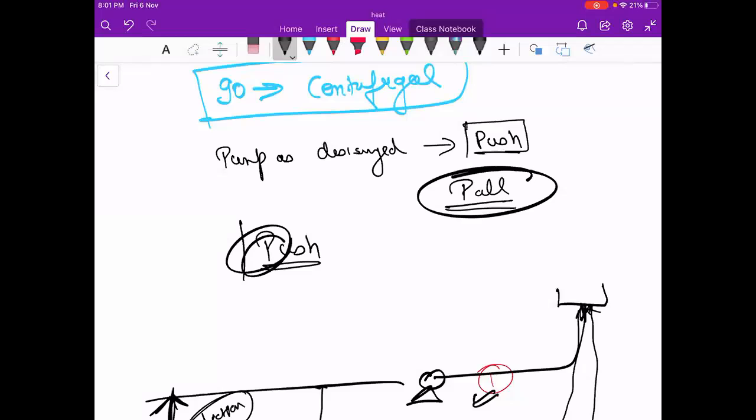So that's it for today's class. Tomorrow we will see the centrifugal pump in detail. Two hours will be required, so tomorrow we will cover the centrifugal pump.